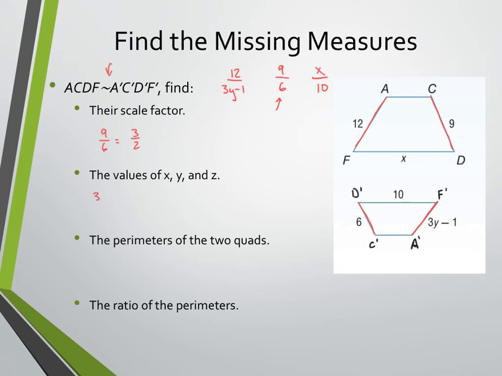Okay, so I have 3 over 2 is equal to 12 over 3y minus 1. Now I'm going to cross multiply. That would give me 24 is equal to 3 times 3y minus 1. Now all I have to do is solve for y. And there's y.